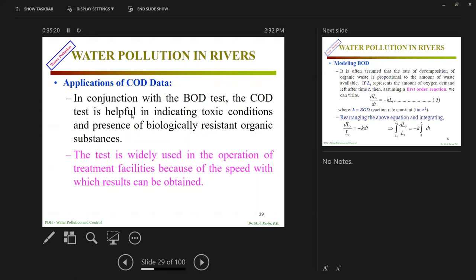So, in this case, in conjunction with the BOD test, the COD test is helpful in determining toxic conditions and the presence of biologically resistant organic toxins. The test is widely used in the operation of treatment facilities because of the speed with which results can be obtained, meaning 3 hours. So that's why wastewater treatment facilities and different treatment facilities use this kind of data. Okay, so that's the application of COD.